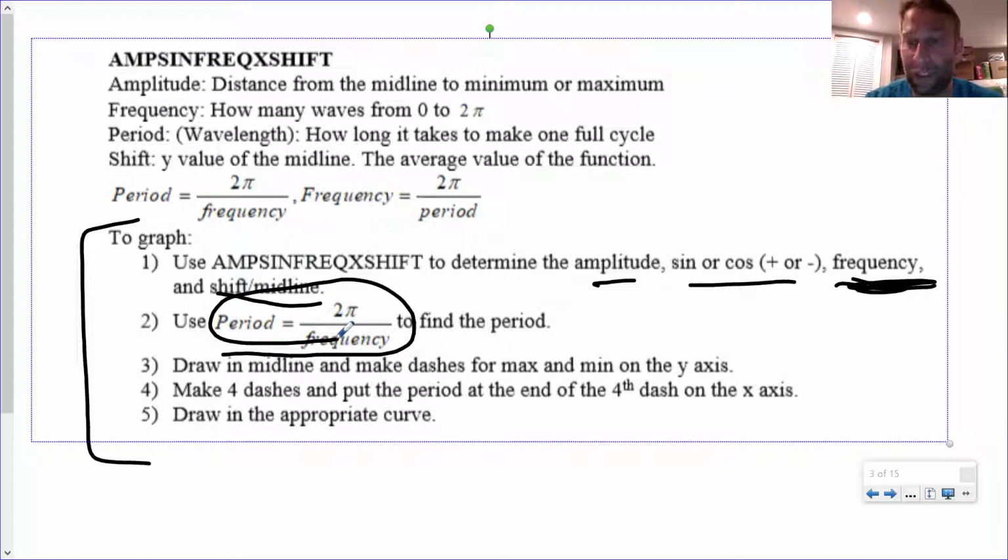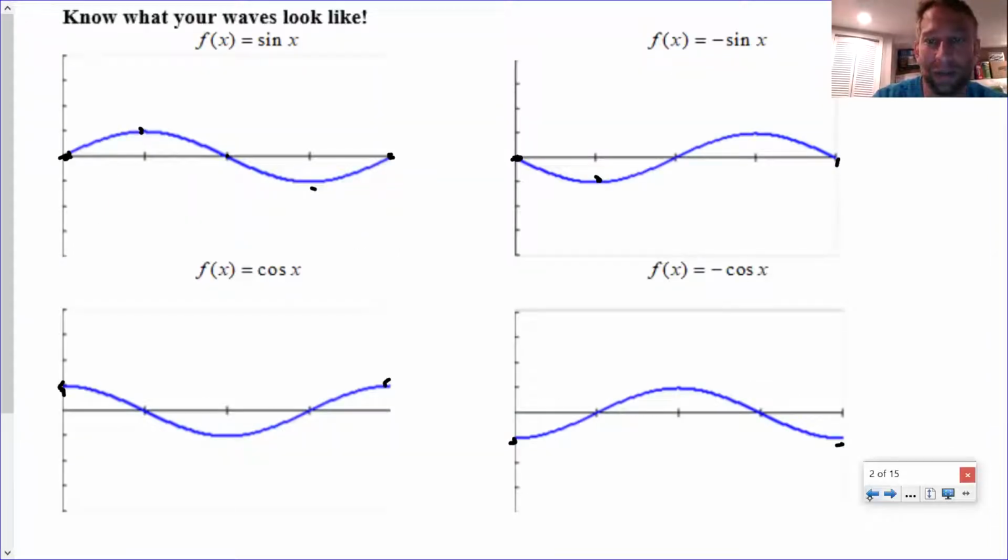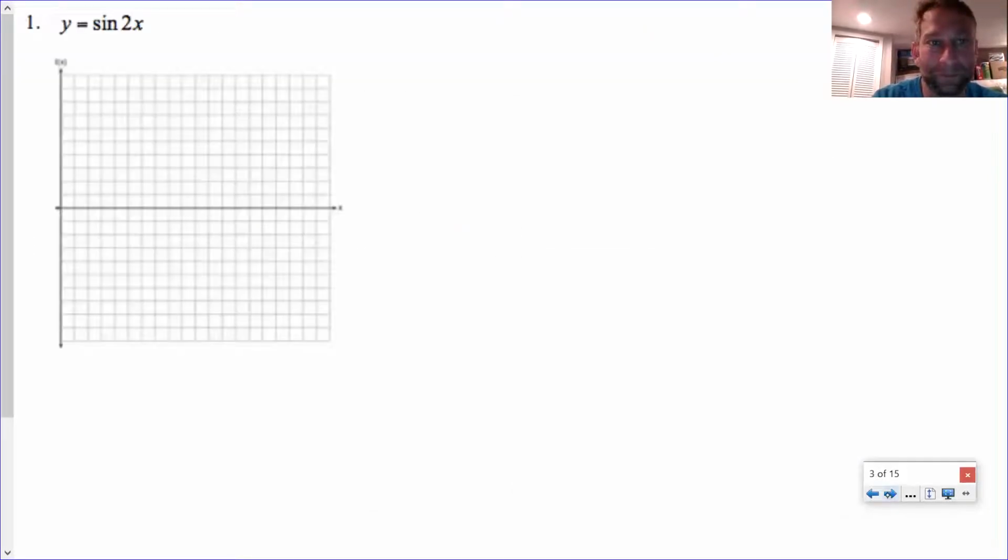Once I get that information, I draw in the midline and make dashes for my max and my min on my y-axis. For my x-axis, I'm going to make 4 dashes, and I'm going to put the period at the end of the 4th dash. Once I have all that, I'm going to see which curve it was, and I'm going to sketch it. And that's it. So let's do number 1.